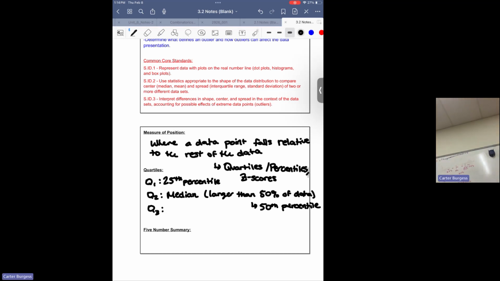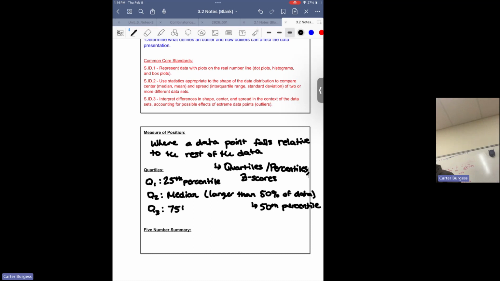Yeah, so how much of our data is to the left? 25%. So about how far are we through our data in terms of fraction? A fourth of the way through our data. Cool. And then Q3, any guesses for Q3?